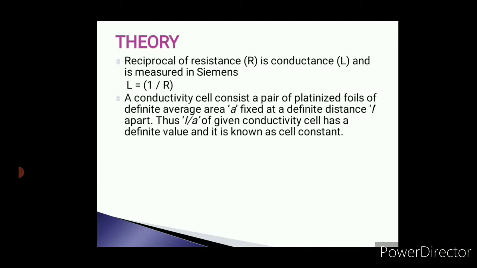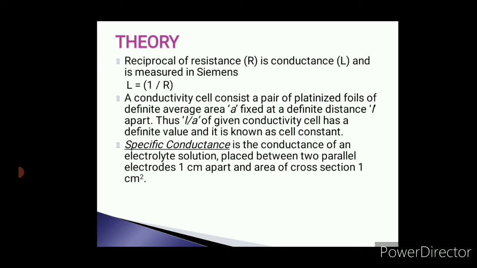Now what is this conductivity cell? A conductivity cell consists of a pair of platinized foils, or platinum foils, which have a definite area A, fixed at a definite distance L apart. Usually they are kept 1 centimeter apart and have a diameter of 1 centimeter. Thus L by A of a given conductivity cell has a definite value, and it is known as the cell constant.